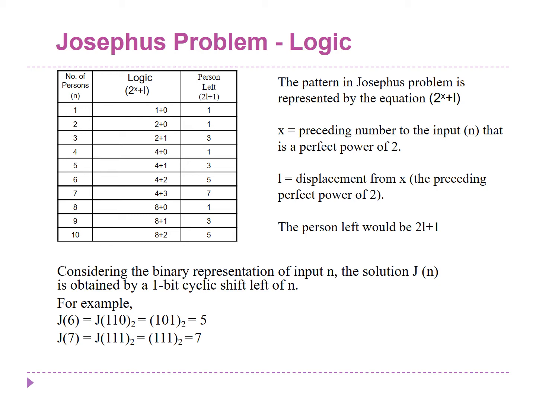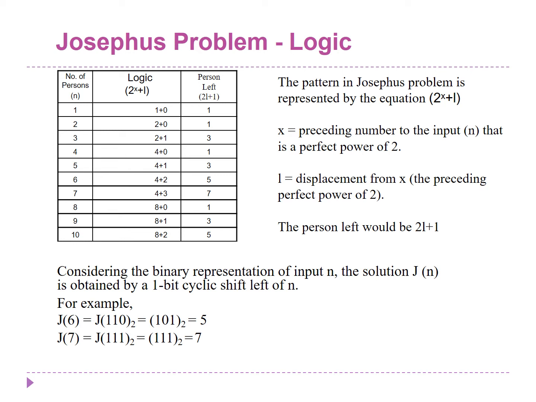There is also another simple logic behind the Josephus problem. Take the binary representation of the initial number of persons, which is n. The person who is left behind could be obtained by a 1-bit cyclic shift left of n.